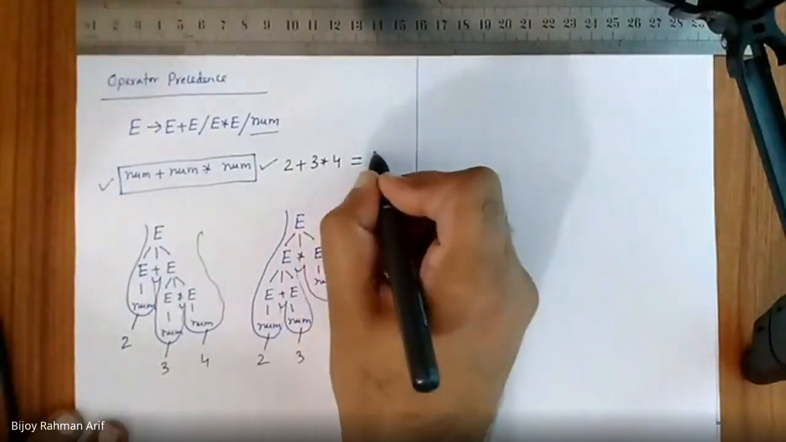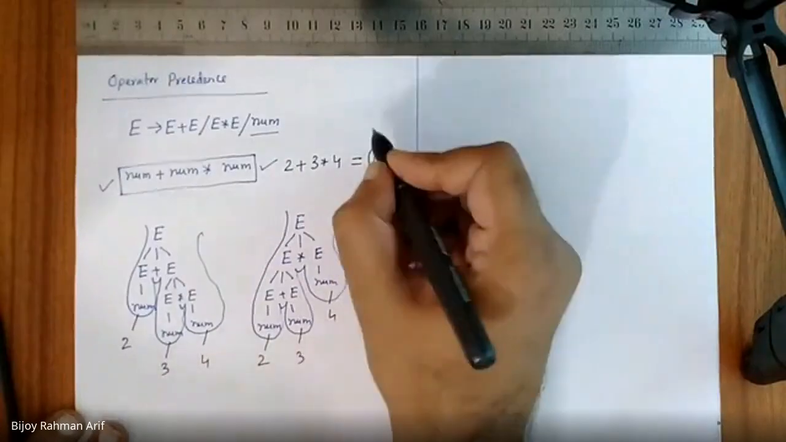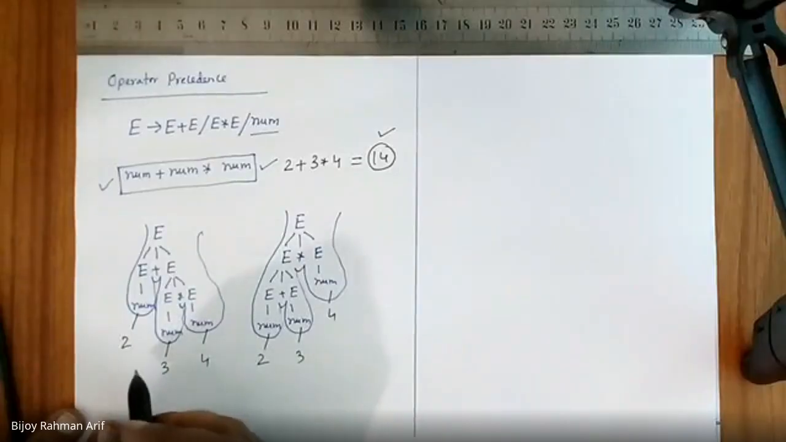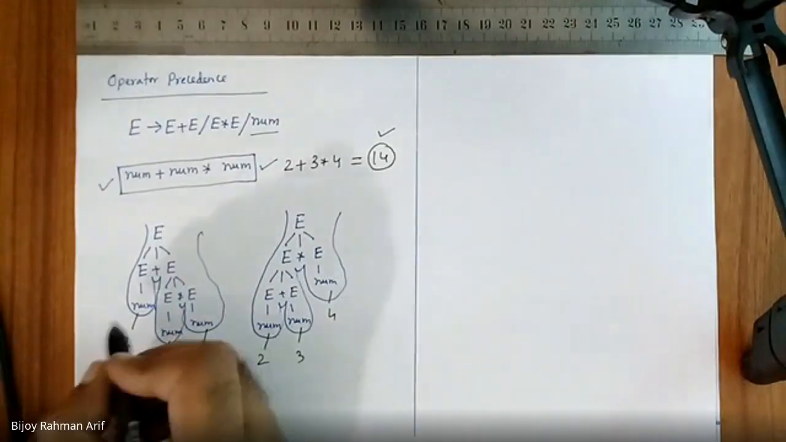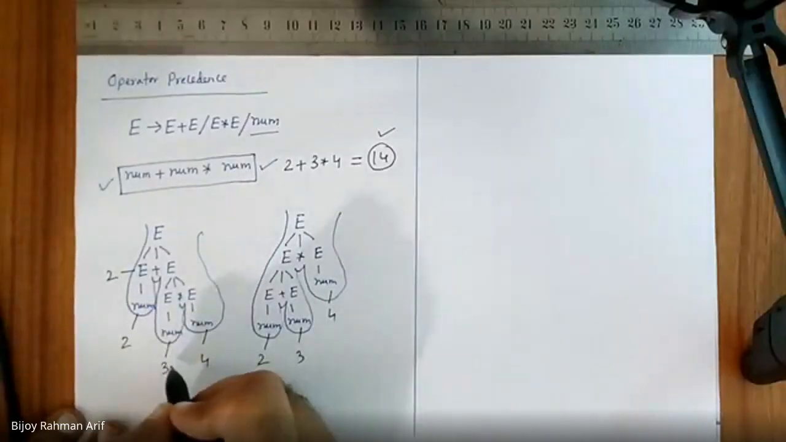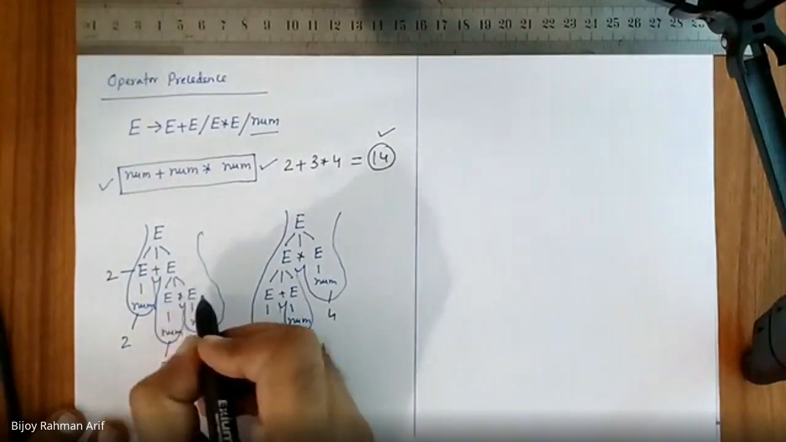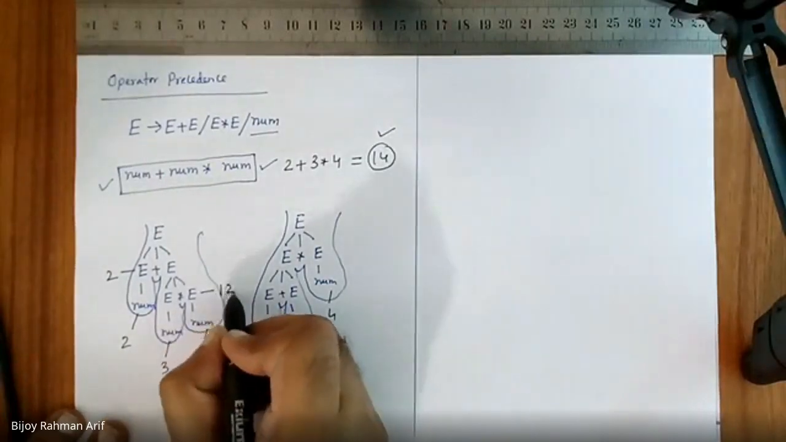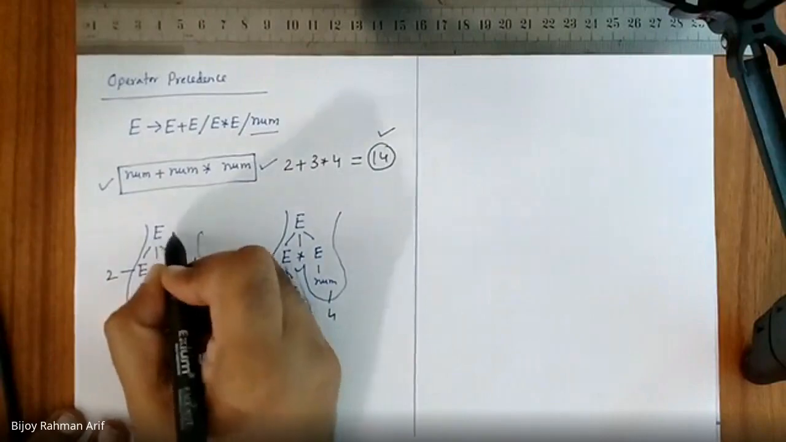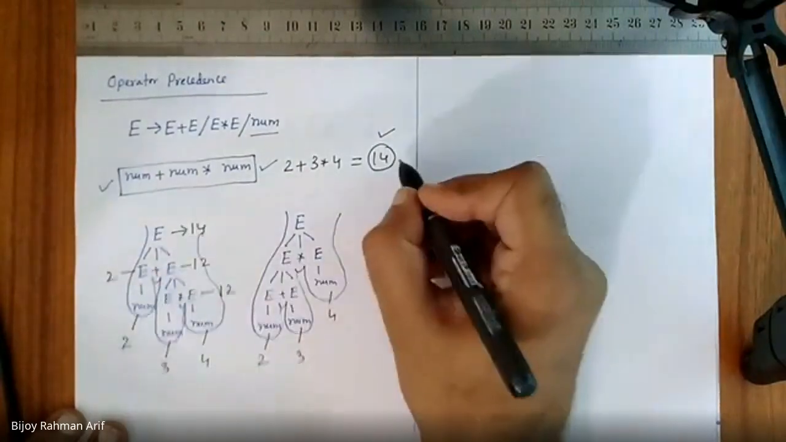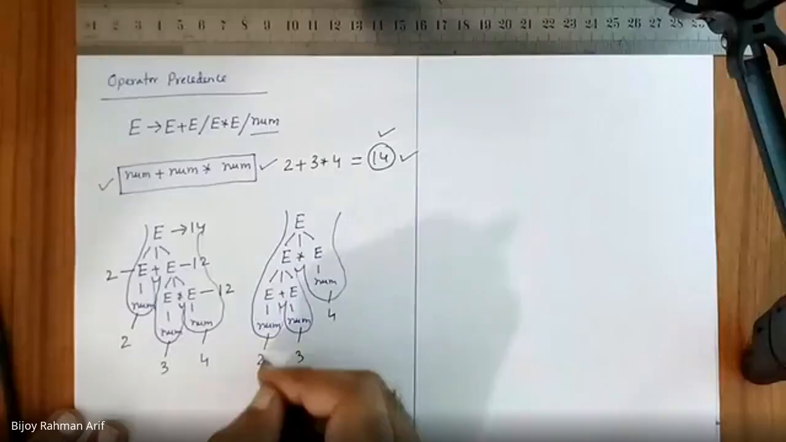14. The answer would be 14, right? 14 would be the correct answer. Now, in this other case, what would be the answer? This naam is 2, so this one becomes 2, then this one becomes 3, so this one becomes 3 star 4 equal to 12, this one becomes 12, ultimately we got 40. Am I right? So correct answer. Yes, sir.